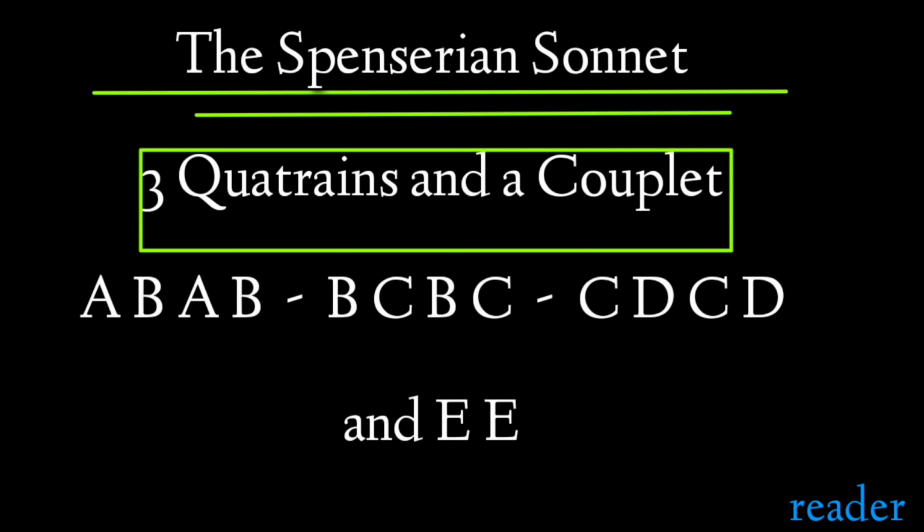The third one is the Spenserian sonnet. It is of 3 quatrains and a couplet, just as in the Shakespearean sonnet, but the rhyme scheme is more challenging compared to the others. The rhyme scheme of the Spenserian sonnet is AB, BC, CD, and EE.